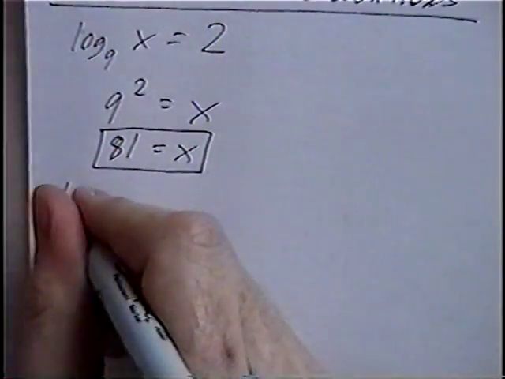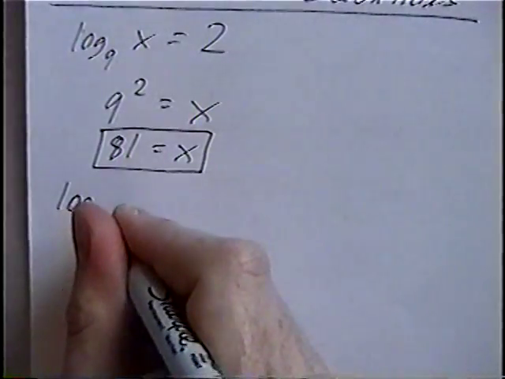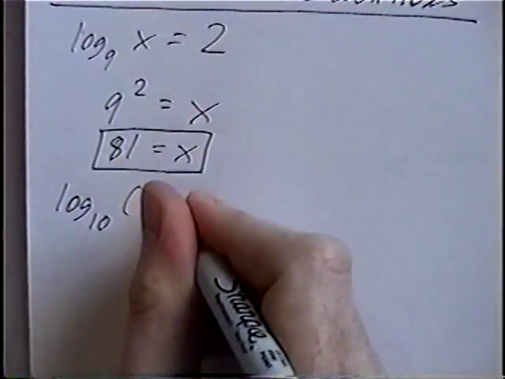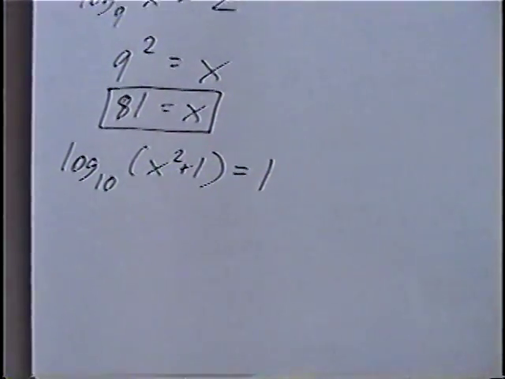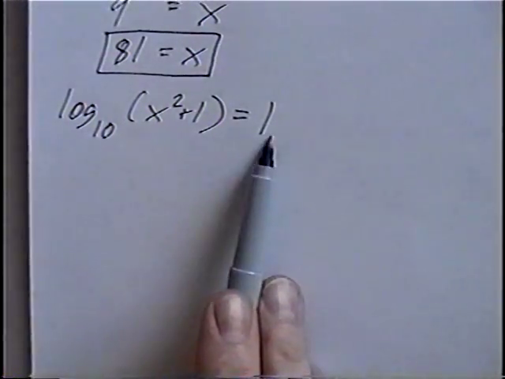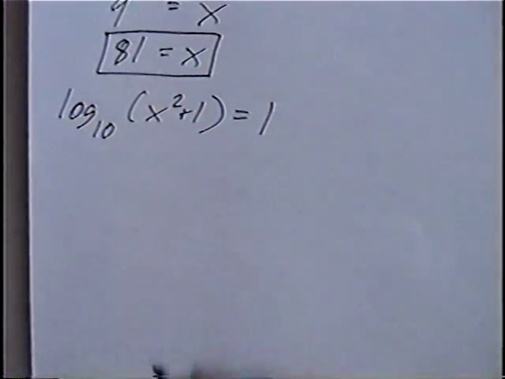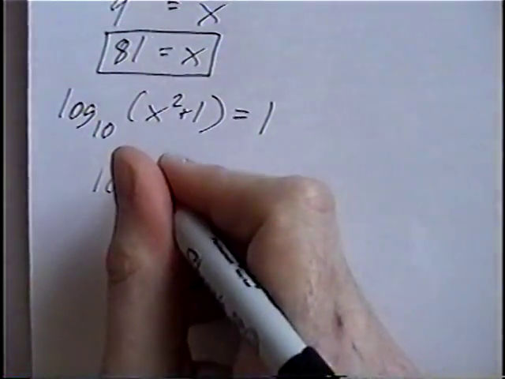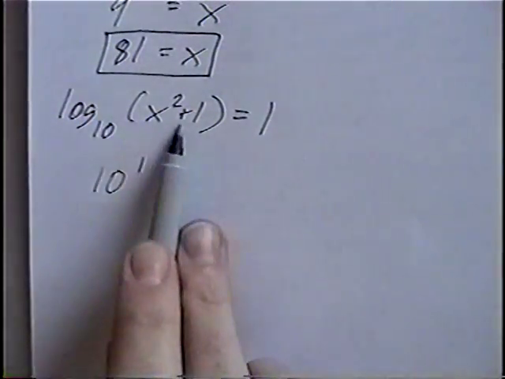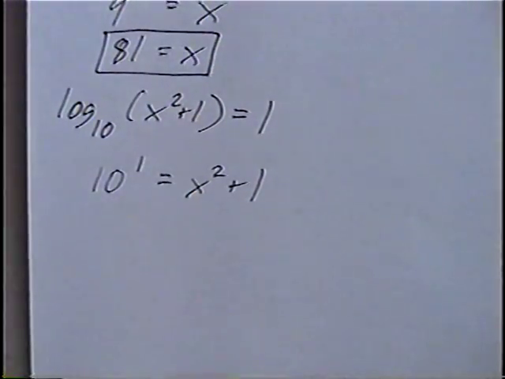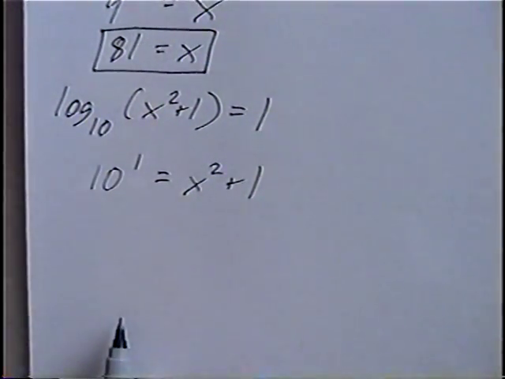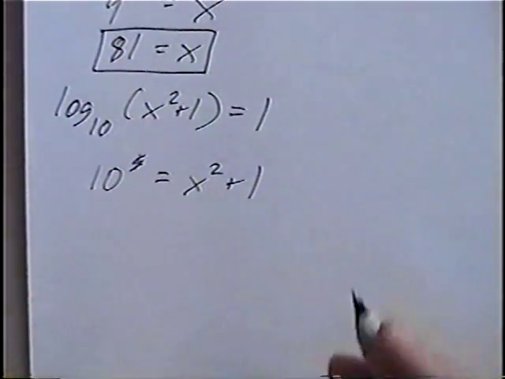Second question, log base 10 of (x squared plus 1) equals 1. Same thing as before, we still have our 3 letters here, A, B, and C. We can switch them around to exponential form, which would be 10 to the first power equals the entire expression, x squared plus 1. 10 to the first power would just be 10, so we can ignore the 1.